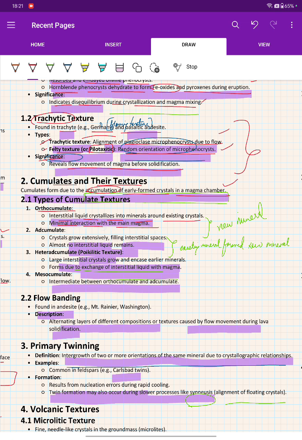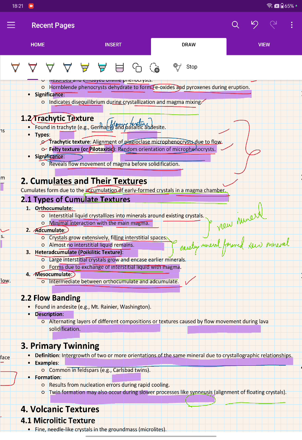Now we have the adcumulate. Crystals grow extensively, filling interstitial spaces. Almost no interstitial liquid remains. Now we have the heteradcumulate, poikilitic textures. The large interstitial crystals grow and encase the earlier mineral, and they form due to the exchange of interstitial liquid with magma. Now mesocumulate, it's the intermediate between the orthocumulate and adcumulate.